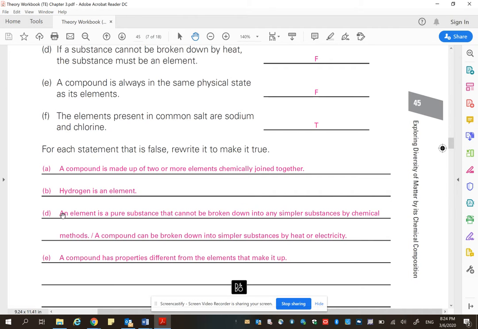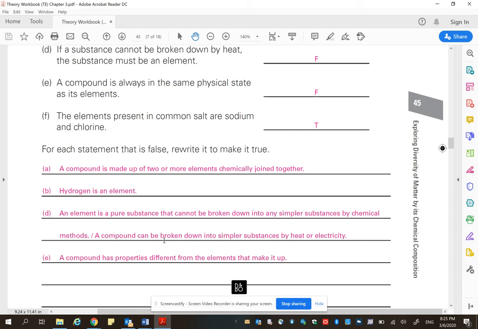Part D, an element is a pure substance that cannot be broken down into any simpler substance by chemical method. It's very pure. It cannot be broken down any further. Or a compound can be broken down into simpler substances by heat or electricity. So take note, for an element, it's very pure, cannot be broken down anymore. It's just by its own. But a compound still can be broken down.